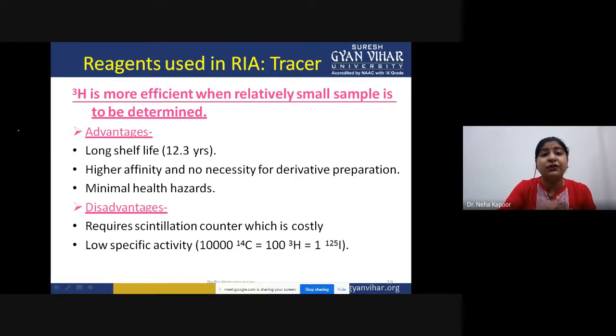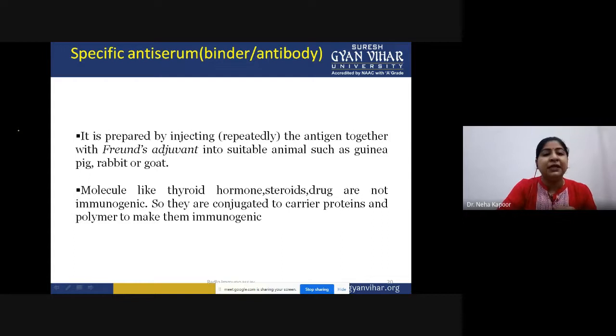Disadvantages: for the counting purpose we require scintillation counters. We can either go for liquid scintillation or solid scintillation. That is very costly, and the specific activity is less. Next, we need a binder.